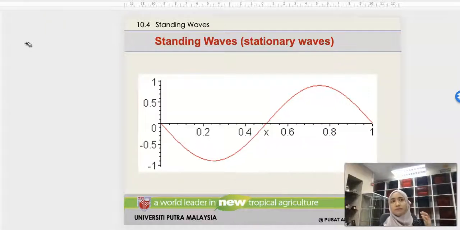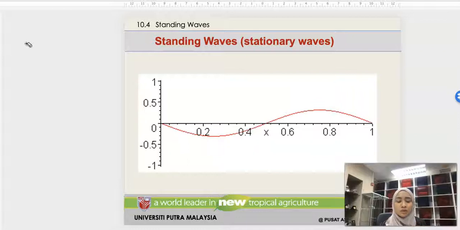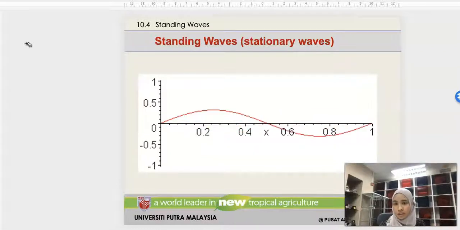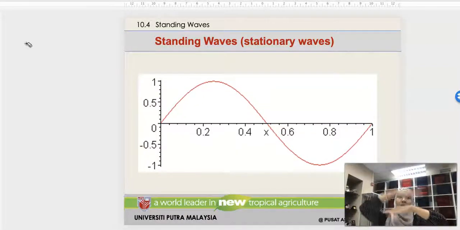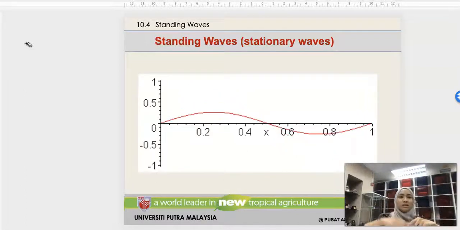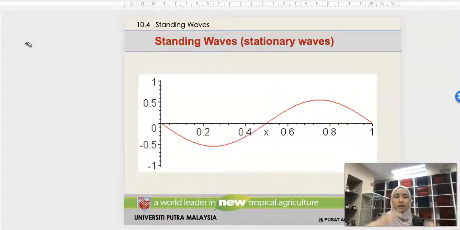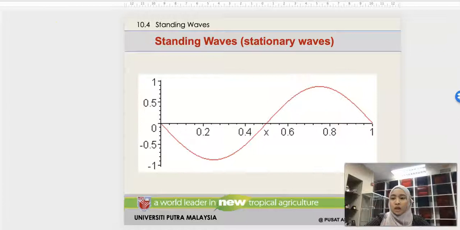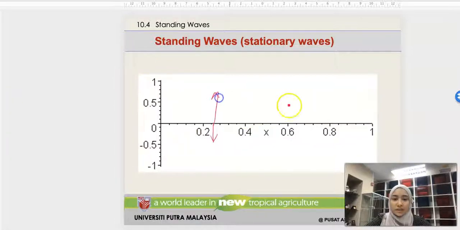So standing waves is a type of wave whereby the interference between two waves gives you an illusion of a standing wave or a stationary wave. So we have one wave going to the right, one wave going to the left, and when they superposition on top of each other, the net of those two waves appears as if they are standing waves. What is a standing wave? It is when only this part of the wave moves up and down.